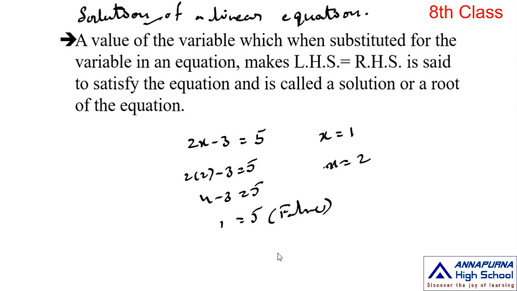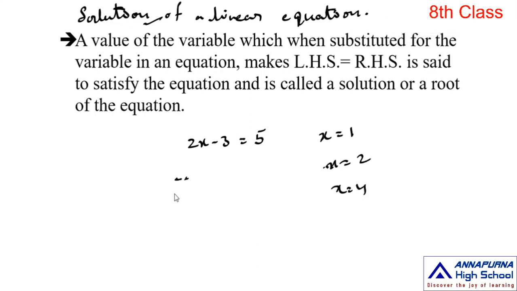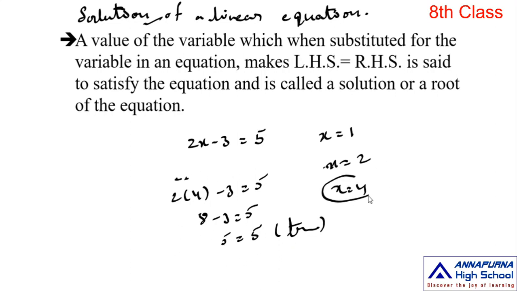At which x value is this mathematical statement true? If x is equal to 4, 2 into 4 minus 3 is equal to 5. 8 minus 3 is equal to 5. 5 is equal to 5. Now it is a true statement. At which x value is the mathematical statement true? At x is equal to 4. So x is equal to 4 is the solution of this mathematical statement.